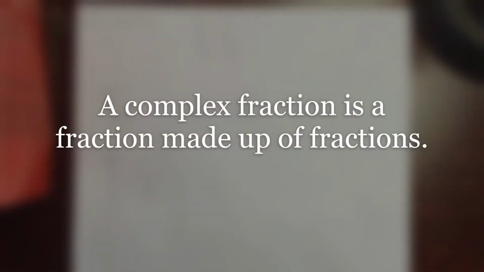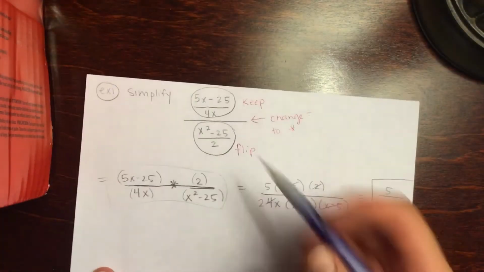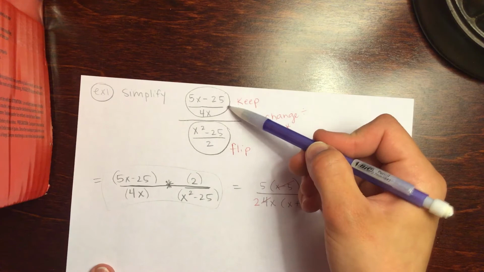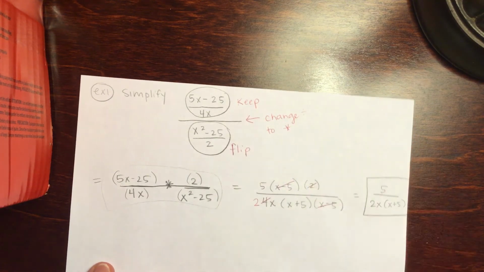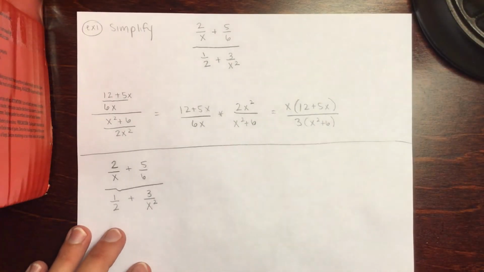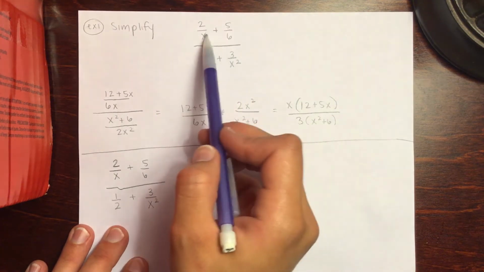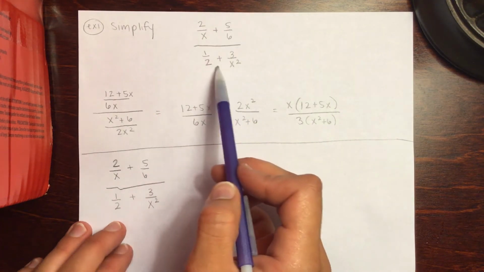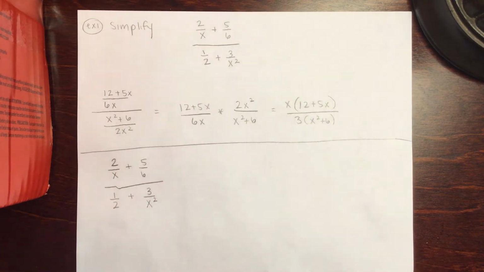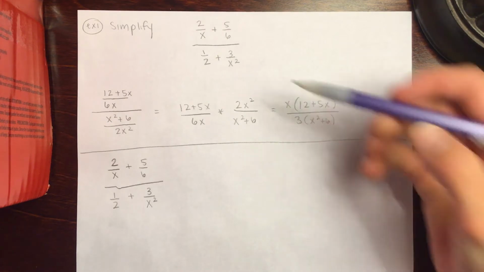A complex fraction is a fraction made up of fractions. It can be written like this, where you have one big fraction over another big fraction, or it can be like this, where I'm adding multiple fractions together over some other fractions. There are a couple ways you can tackle a problem like this.